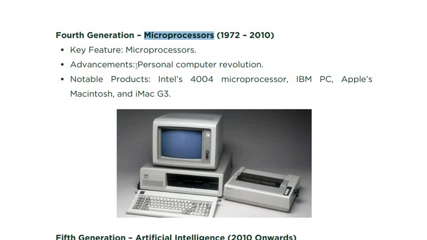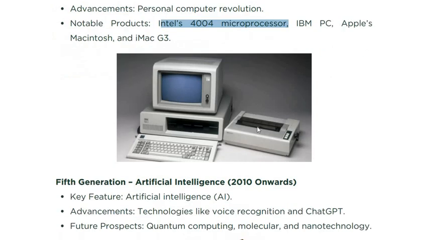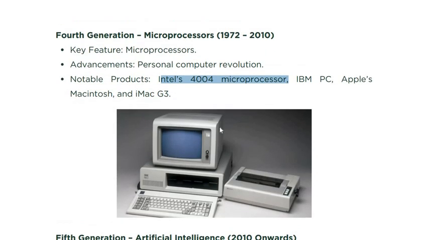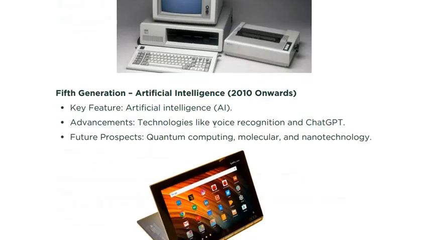Then, the advancement is the personal computer revolution. So, the notable products in this fourth generation are Intel's 4004 microprocessor, and IBM PC, and Apple's Macintosh and iMac. So, those are the examples of microprocessors during the fourth generation.